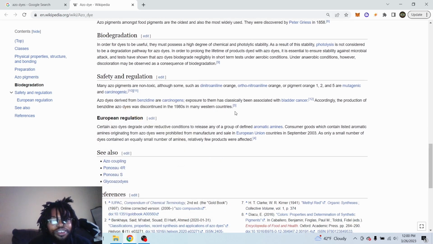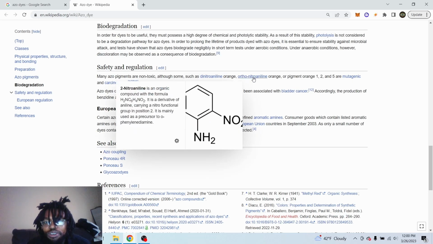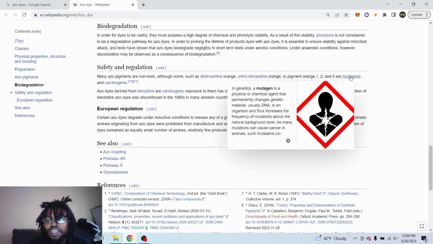But many azo pigments are non-toxic, although some such as, oh my goodness, I don't even want to read all this stuff. But something orange, ortho-nitroaniline orange, Pigment Orange 1, 2, and 5 are mutagenic and carcinogenic. What does mutagenic mean? Oh, here it is.